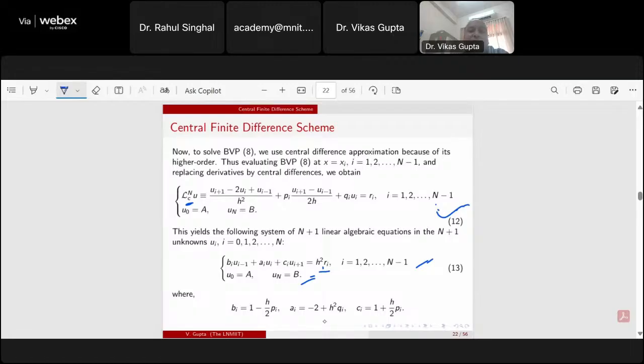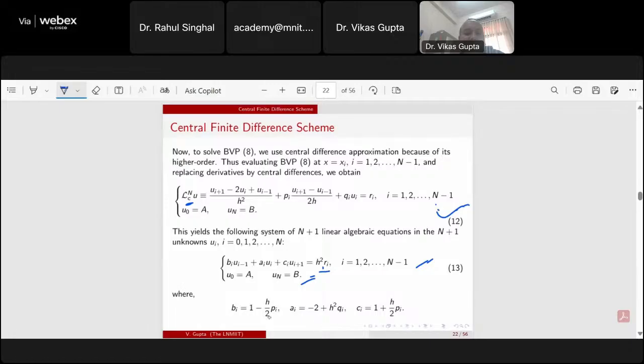ai is equal to minus 2 plus h square qi, and ci is equal to 1 plus h by 2 pi. So here note that we have taken pi greater than 0. Am I right? So in that case, since h is positive, ci is positive. We have taken qi negative, so h square qi is negative, so minus 2 plus h square qi, that is the ai term, is negative.